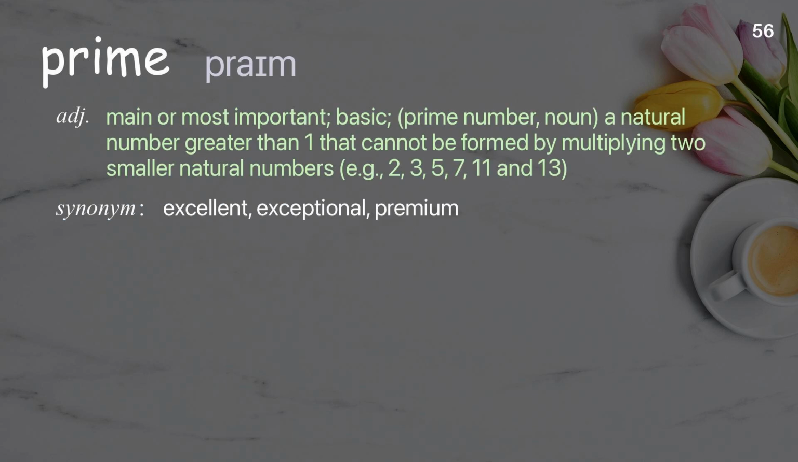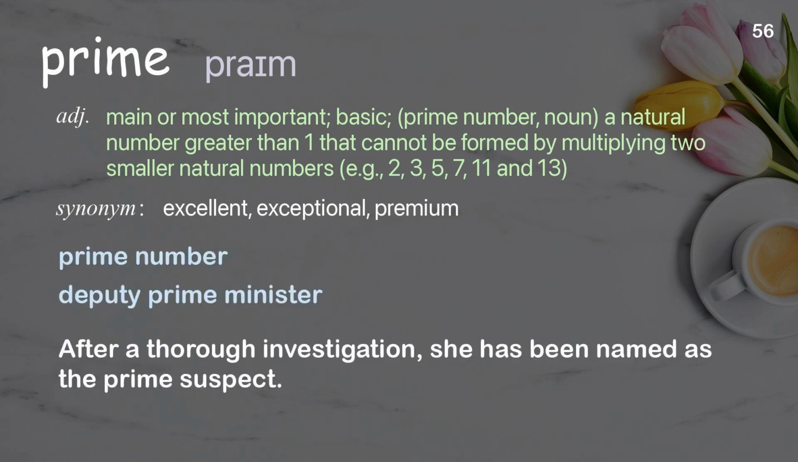Prime. Main or most important, basic, prime number, noun, a natural number greater than one that cannot be formed by multiplying two smaller natural numbers. Example: 2, 3, 5, 7, 11, and 13. Examples: Prime number. Deputy Prime Minister. After a thorough investigation, she has been named as the prime suspect.